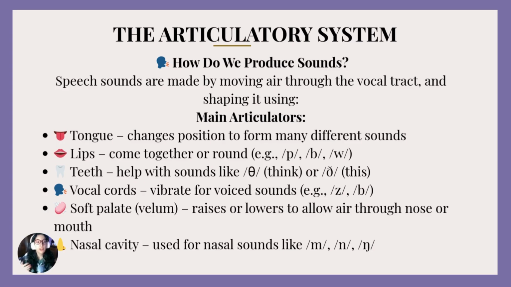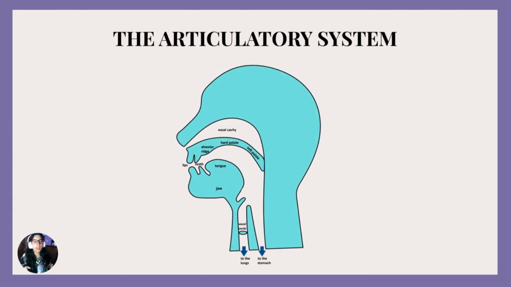Then we have the soft palate, or velum, which raises or lowers to allow air through the nose or the mouth. And we also use our nasal cavity, our nose, basically. We may not be aware of it, but when we produce sounds like mum, like the M sound, the air goes through the nose, or the nasal cavity.